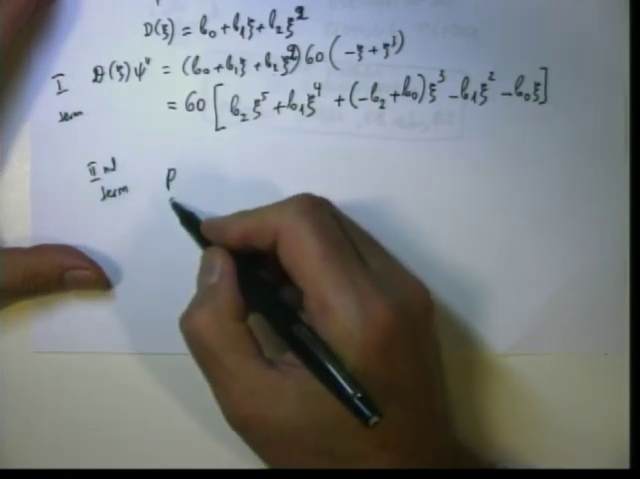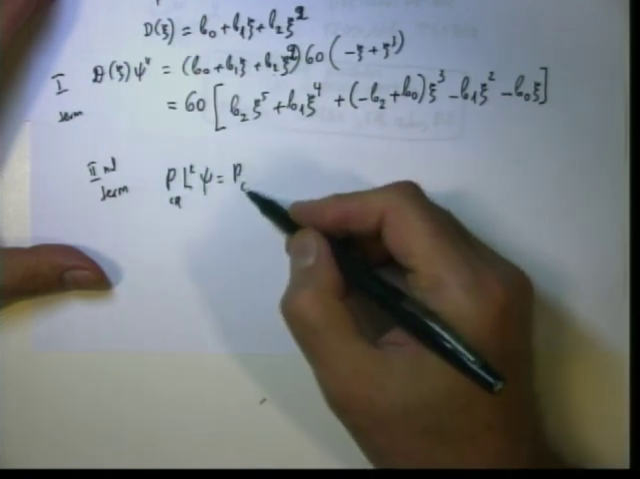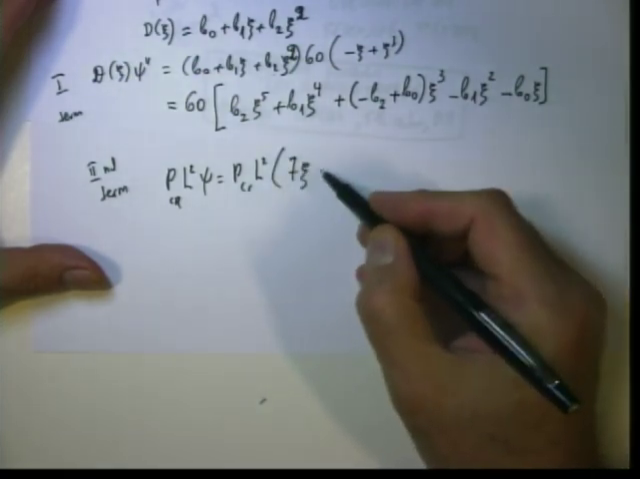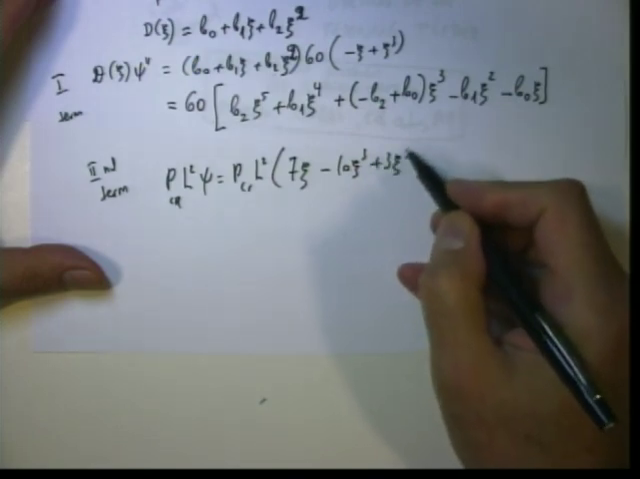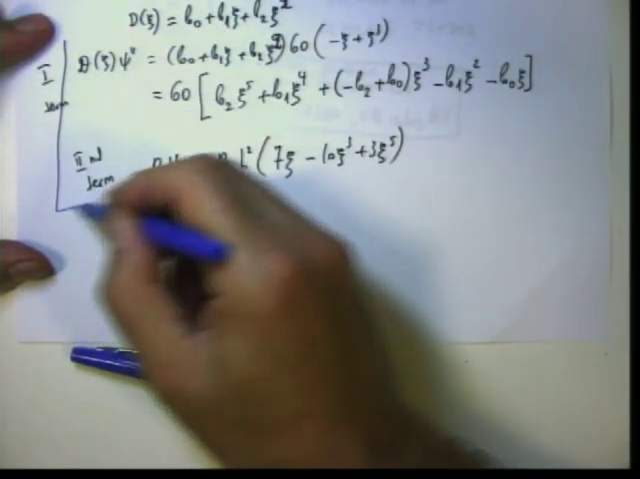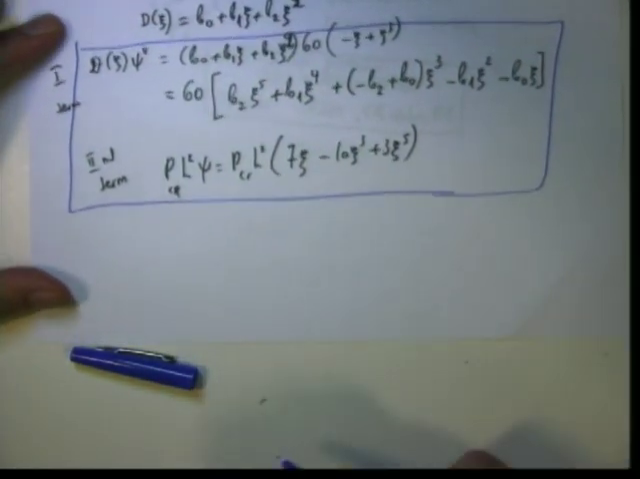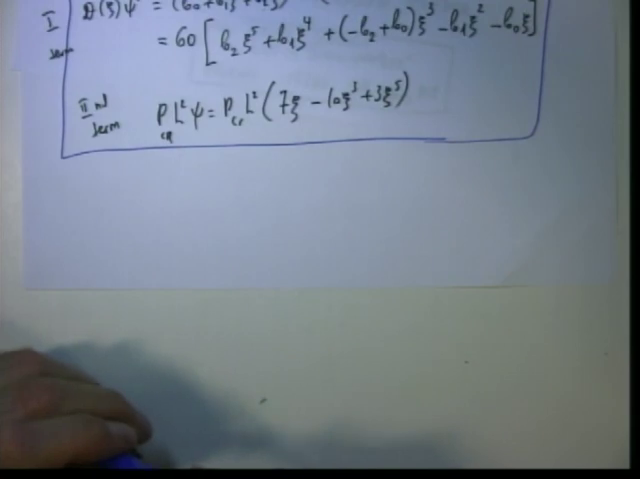will be P critical L square psi. So that is P critical L square, and psi itself is 7 psi minus 10 psi cubed plus 3 psi in fifth power. Now we would like to add these two things together. We add these things together. And we obtain, look please.